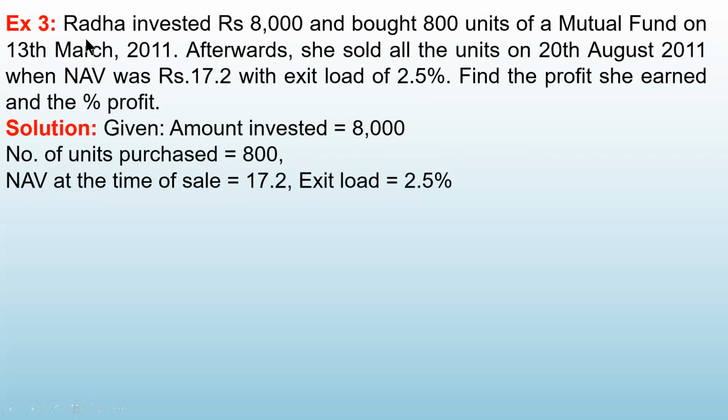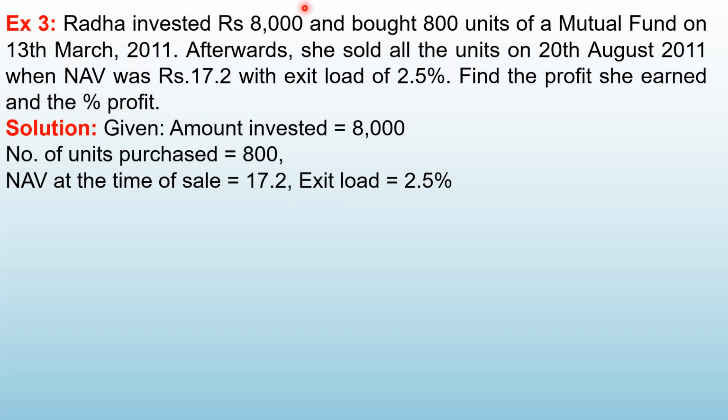Let us see the third one. Radha invested ₹8,000 and bought 800 units of a mutual fund on 13th of March. Afterwards, she sold all the units on 20th August when NAV was ₹17.2 with exit load of 2.5%. Find the profit she earned and also find the percentage profit. So as usual, we are first going to write down what is given to us and what is asked.